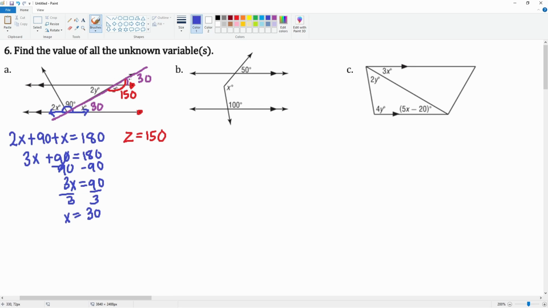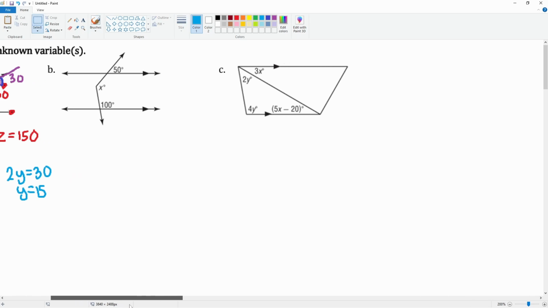Also, notice if this is 30, and this is its vertical, we can then say that 2y is equal to 30. So y equals 15, and that is because of vertical angles, right? Let's look at B.